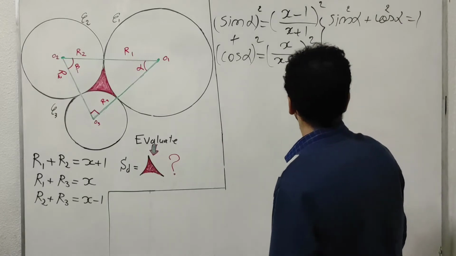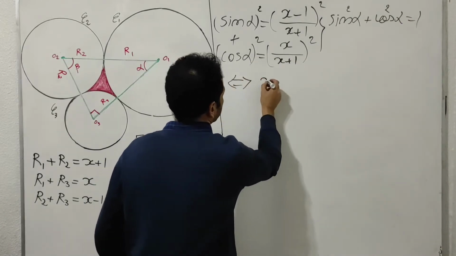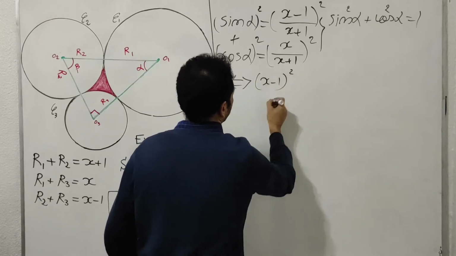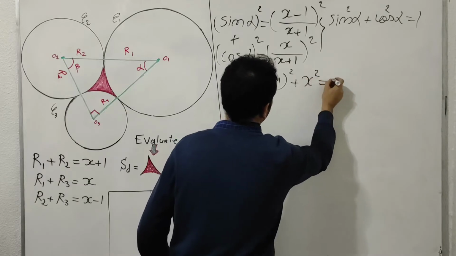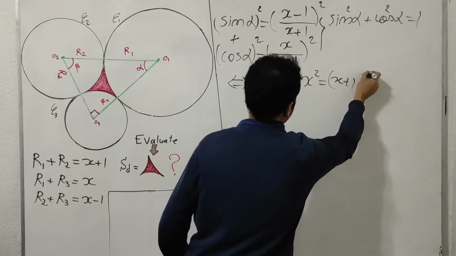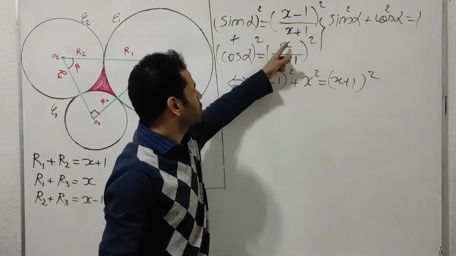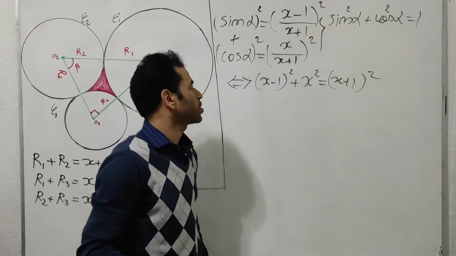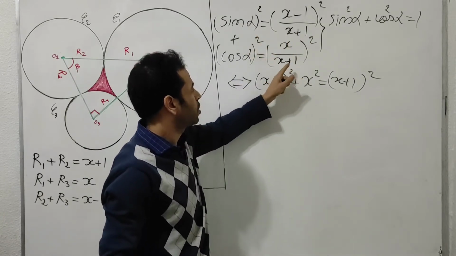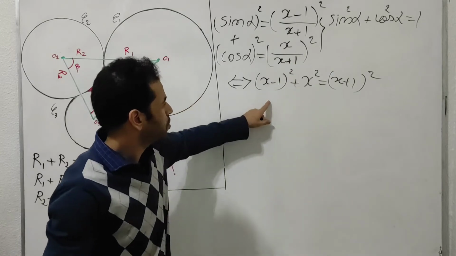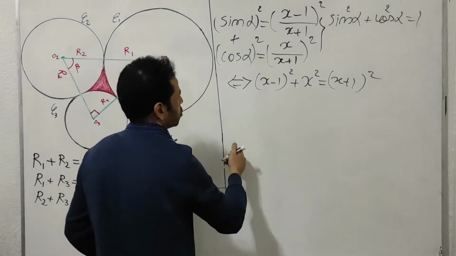Okay, this is equivalent to (x minus 1) squared plus x squared equal to (x plus 1) squared. After simplification by pushing the x plus 1 to the other side, I just put the common denominator and multiply side by side, which gives me this equation. So I'm going to solve this equation now.